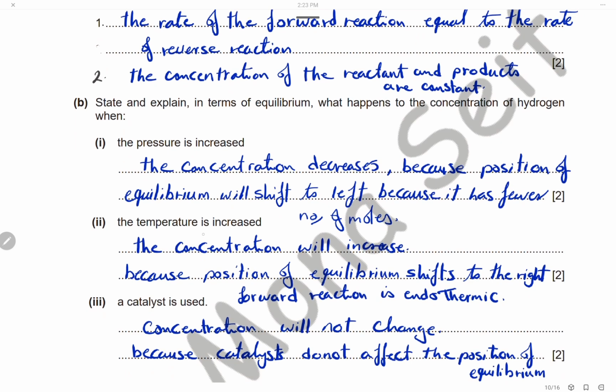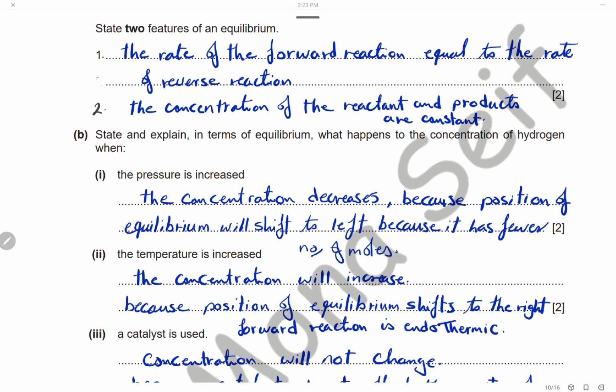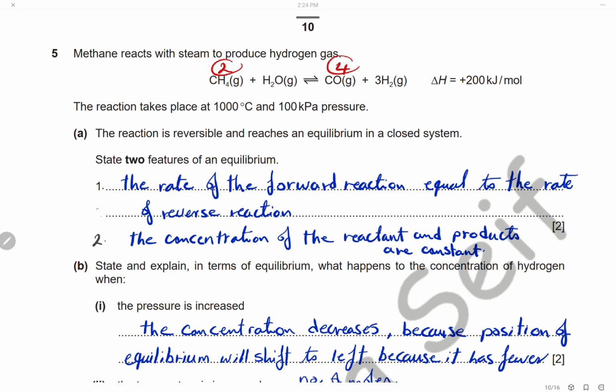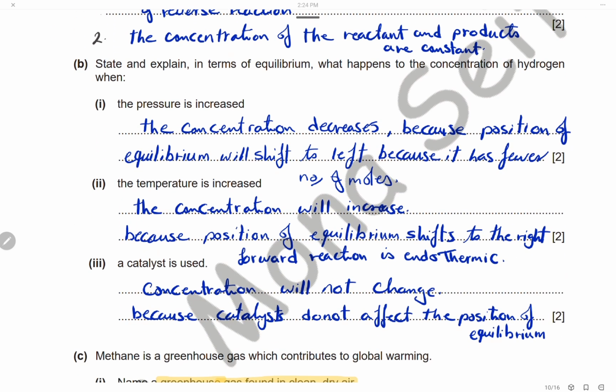What happens to the equilibrium position when the temperature is increased? As we said from the beginning, the forward reaction is endothermic. So increasing the temperature will shift the equilibrium position to the right because the forward reaction is endothermic, and the concentration of hydrogen gas will increase because the equilibrium position shifts toward the right or forward side.